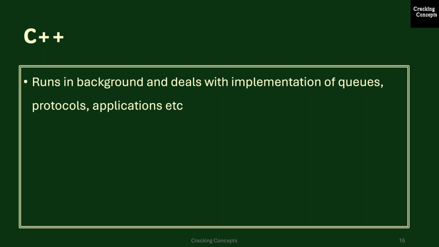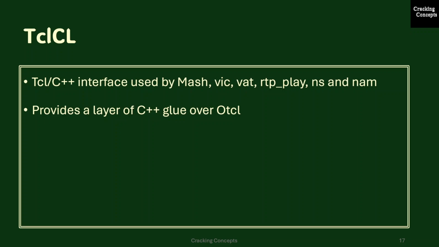Here C++ runs in the background and usually deals with the implementation of queues, protocols, packets, agents, applications, etc. TCLCL, which is the TCL with classes, is a TCL or C++ interface which is used by MASH, VIC, VAT, RTP Play, NS and NAM. It provides a layer of C++ glue over OTCL. NS2 uses OTCL to create and configure a network and uses C++ to run the simulation. All the C++ codes need to be compiled and linked to create an executable file.